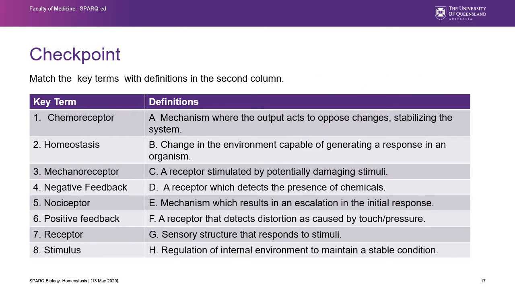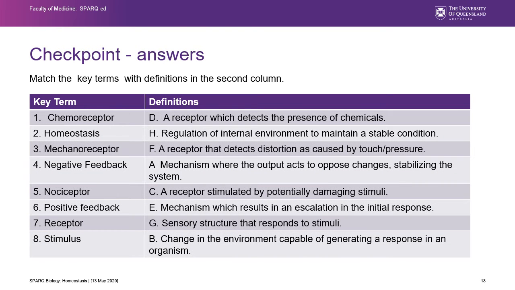Let's check how you've gone with the key points so far. Again, pause the video and match the key terms to the definitions. You can simply write in your book, for example, if you think the definition of a chemoreceptor is C, then you would write 1C. Pause the video and have a go at those 8 key terms now.